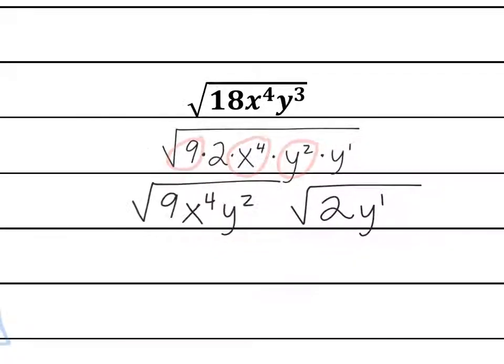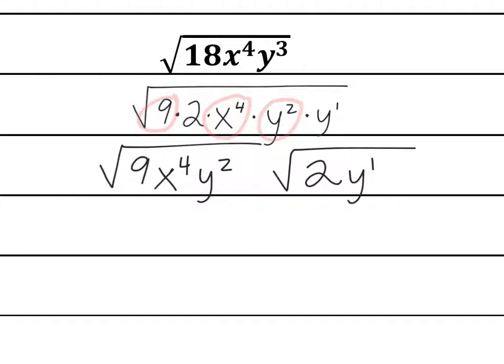Because we got to take the square root of the stuff on the left. What's the square root of 9? 3. What's the square root of x to the fourth? X to the second. And how about y squared? Just y to the first, or y. And then left in your parentheses, you still have this. You can't do anything else with that. So you would be done.